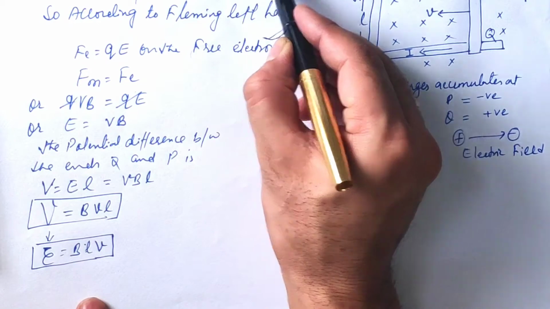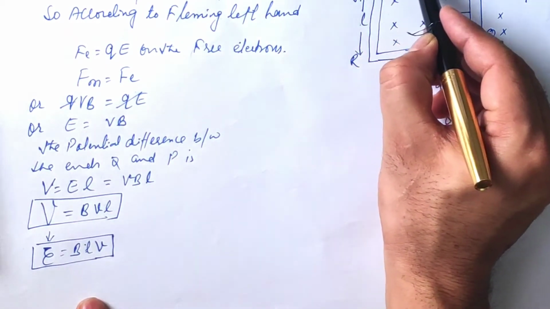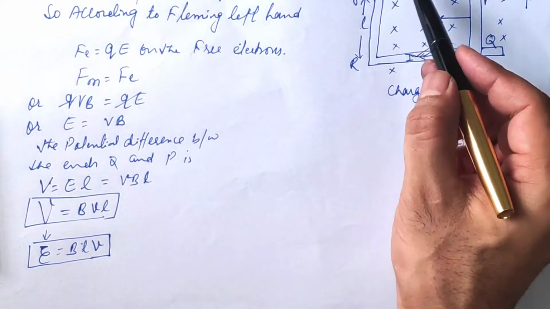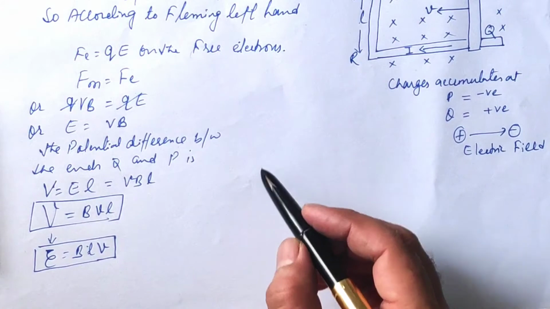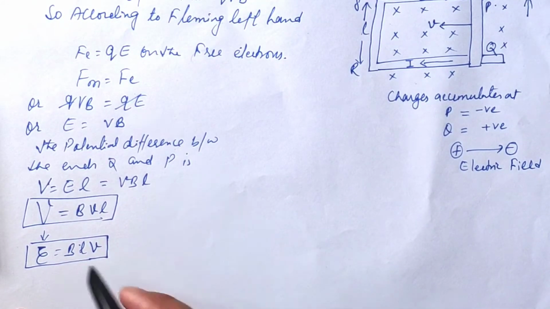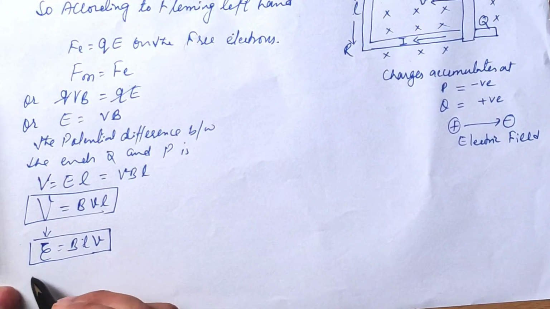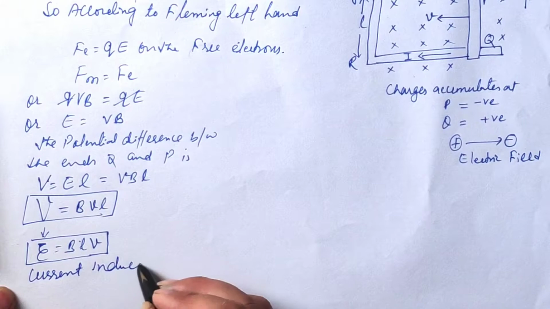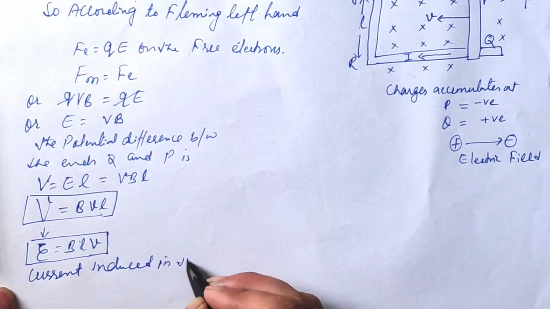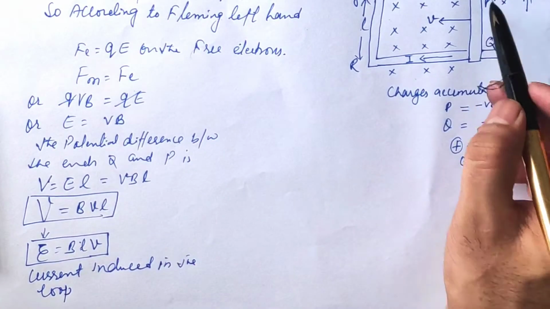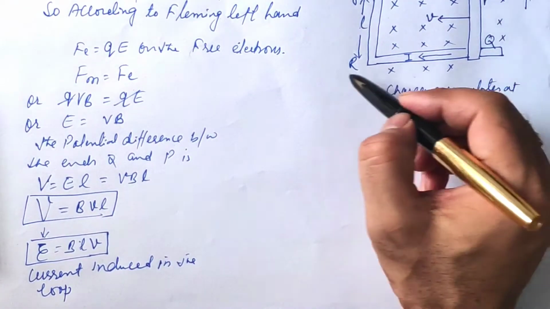Already we have discussed this motional EMF from Faraday's law by using E is equal to minus d phi by dt. But here, by using Lorentz force, now we will find the value of induced current. Okay, so current induced in the loop, we can write here, current induced in the loop. This is a loop, PQRS.